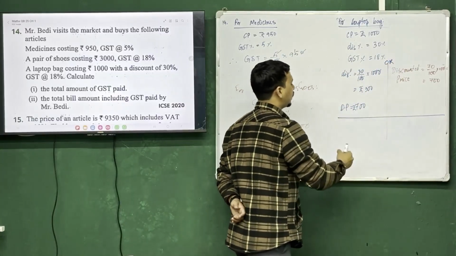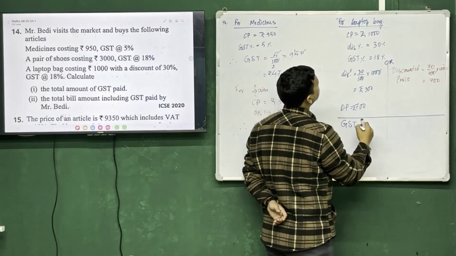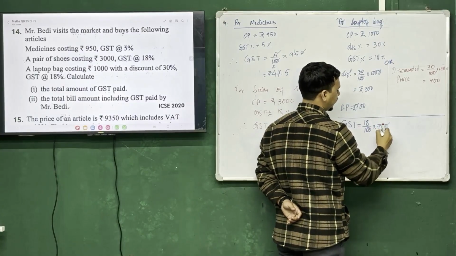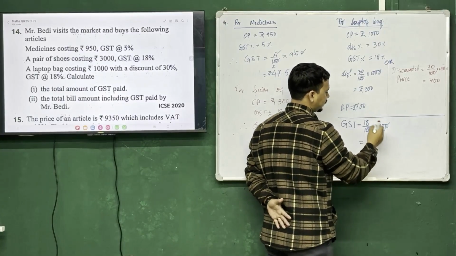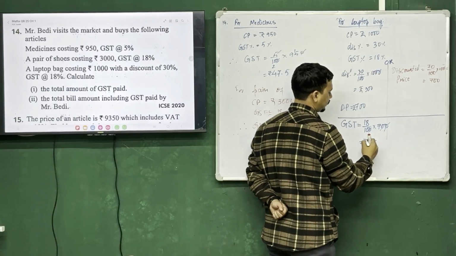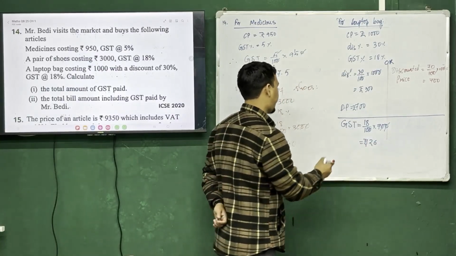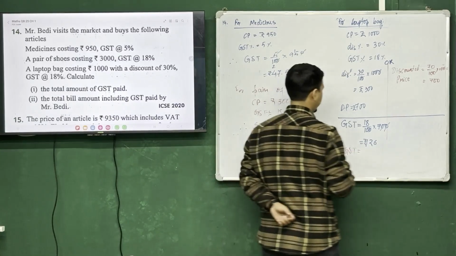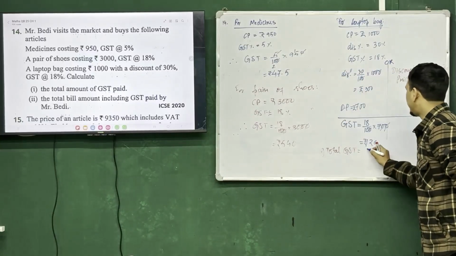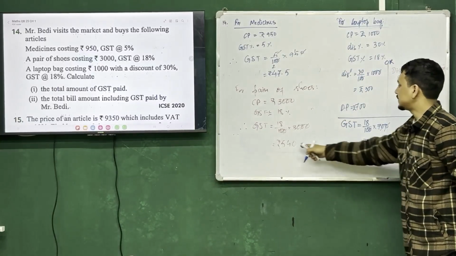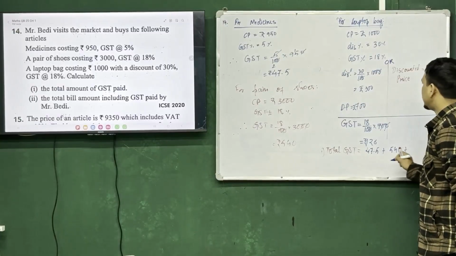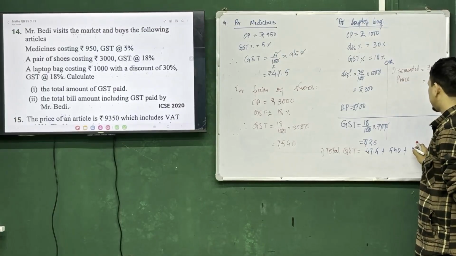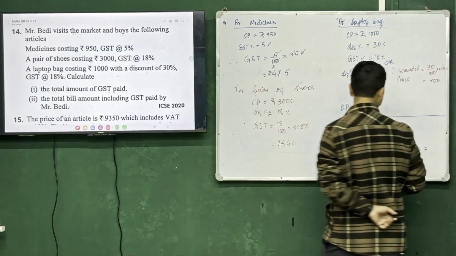Alright, so we know the discounted price. So now we can find the GST. GST is 18%. So 18 over 100 of 700. So cancel. Rupees 126. So part 1, total GST. Total GST will be 47.5 plus 540 plus 126. If you add them, 730.